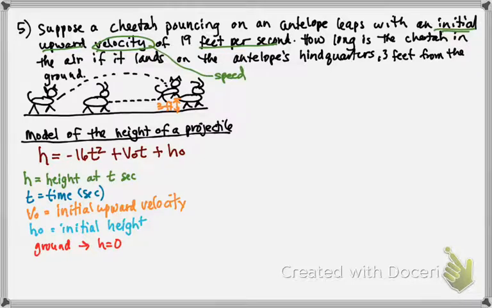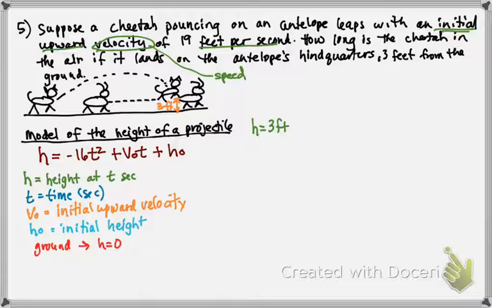So we want to know what the height of the cheetah is. Well, it says that the cheetah is at the hindquarters, and that's 3 feet above the ground. So for our problem, I'll put it over here, we're going to have that the h sub h, the plane h, is going to be the 3 feet. Okay?